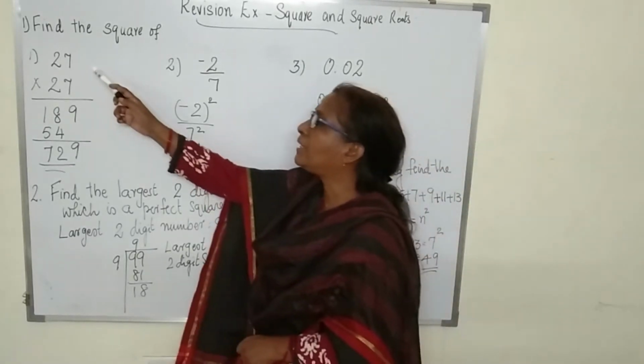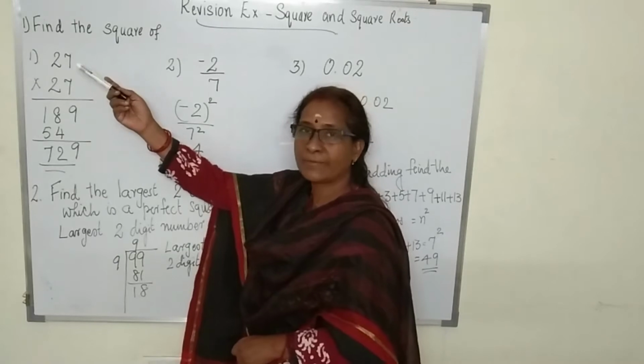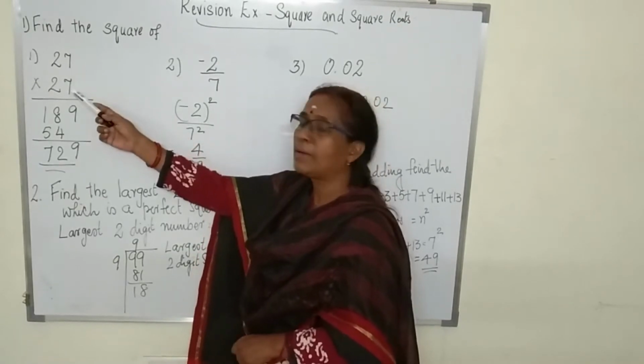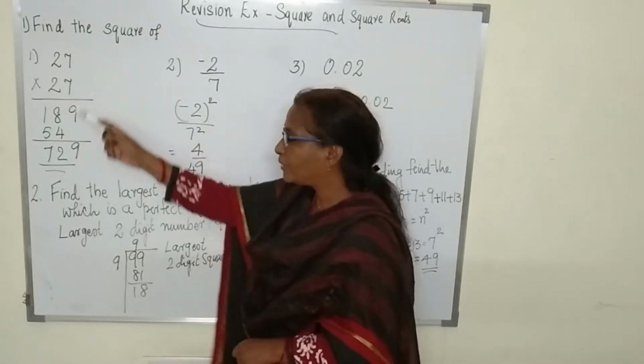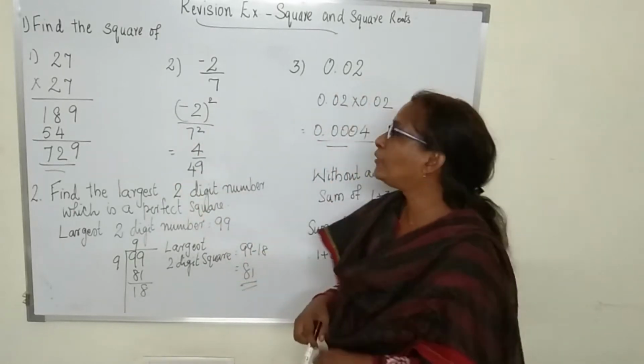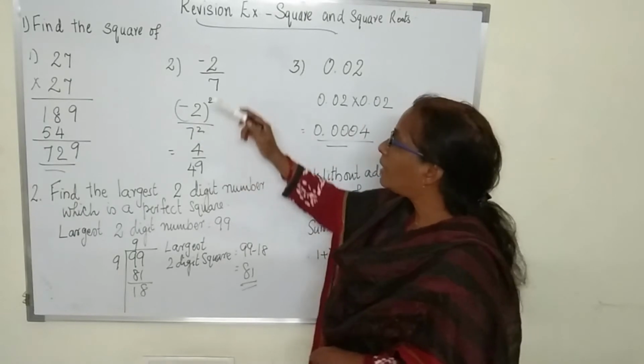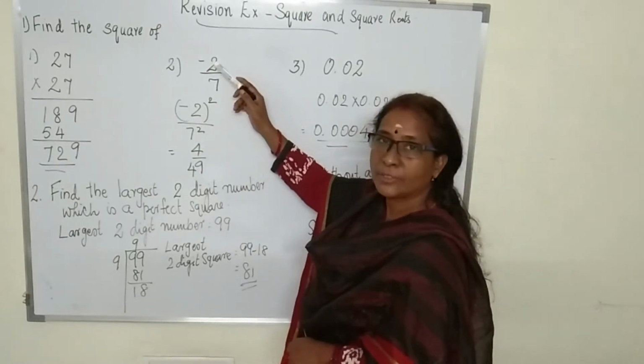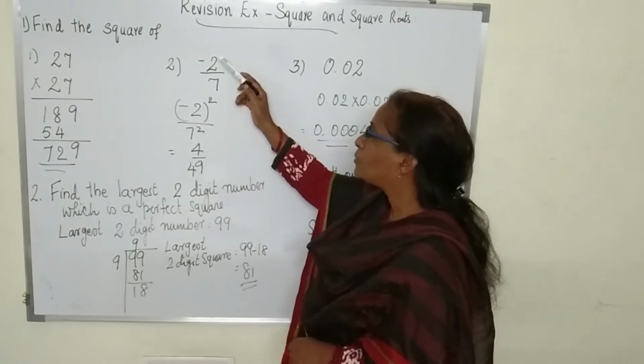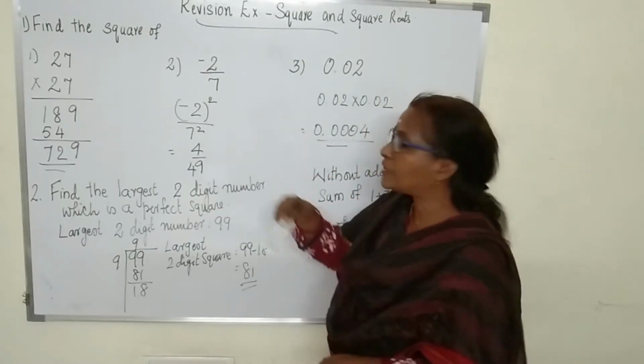It is 27. 27 is a whole number. So 27 multiplied by 27. You know how to find the square of 27. Now here you have a fraction, a fraction with a negative numerator. So how to find the square of a fraction?